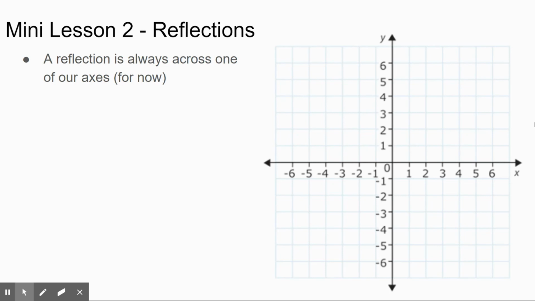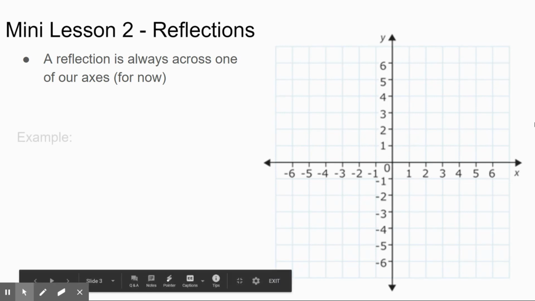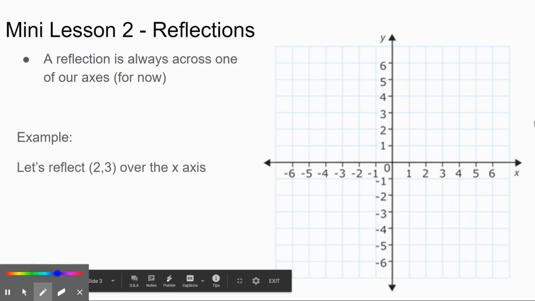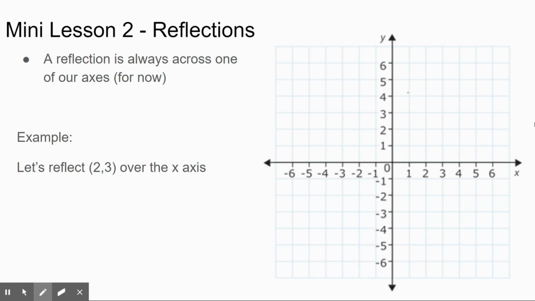We are going to work on reflections in basically the same way, but we're going to say that our axes are our mirrors. So for example, let's reflect the point 2, 3 over our x-axis. Now, we plotted this one last time. It was right here. We'll rewrite it just so that we have it. This is 2, 3.